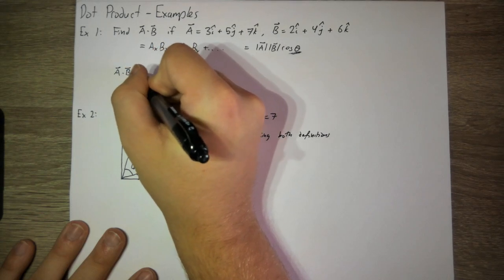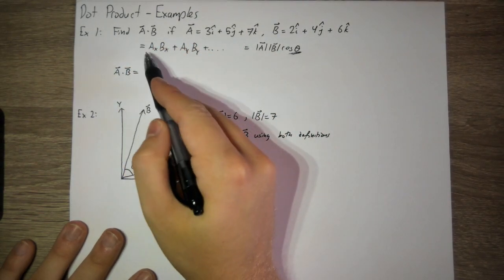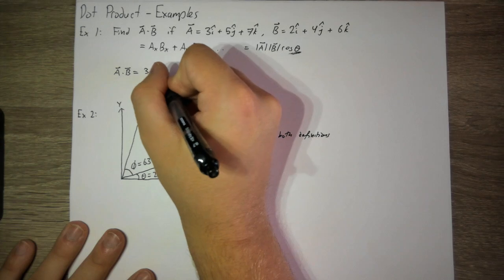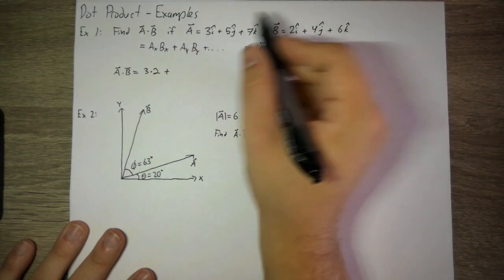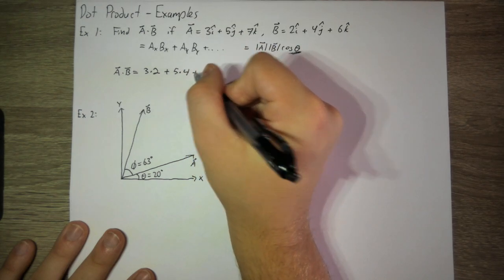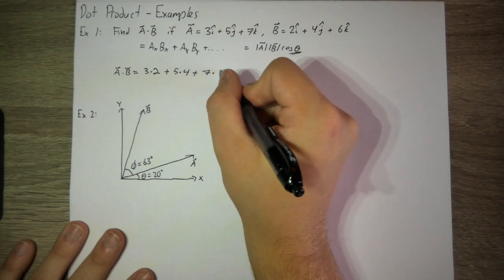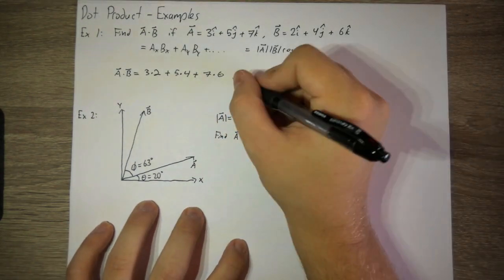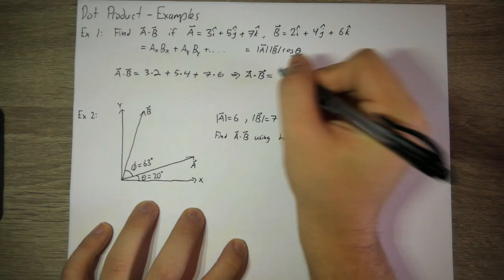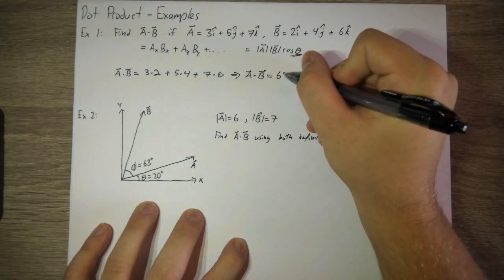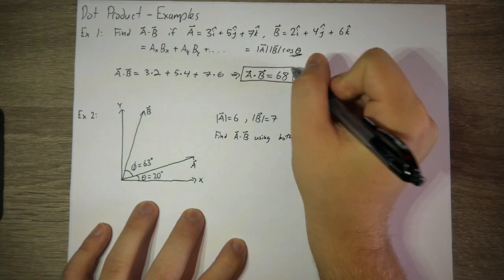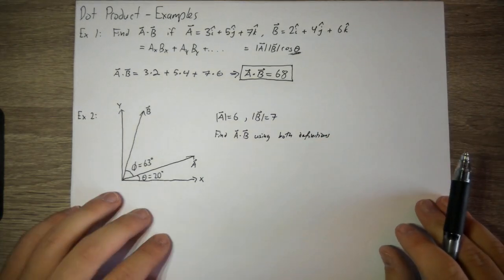And so this would look like A dot B is equal to the x component of A times the x component of B, plus the y component of A times the y component of B, and then the same thing for the z component. If you plug that into your calculator, you get 68. And that is the value of the dot product for these two vectors.